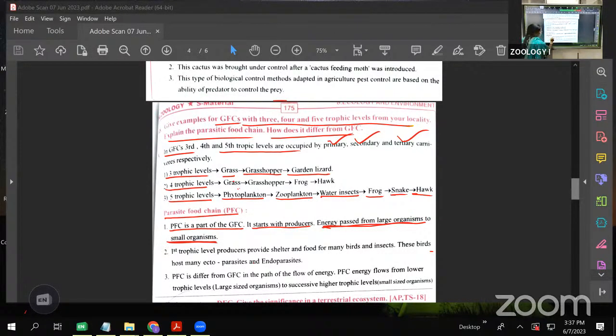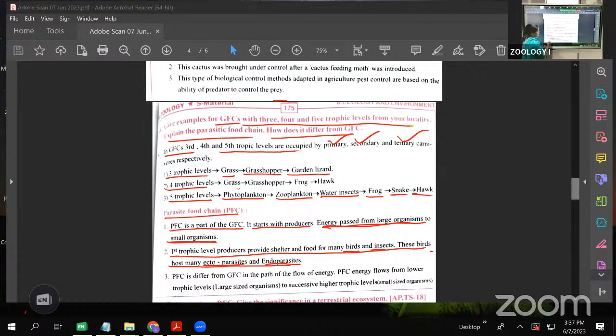The first trophic level, the producers, provide shelter and food for the hosts of the young. First trophic level producers means trees. They give the shelter and food for many birds and insects. The birds and insects are hosts to the ecto and endoparasites.